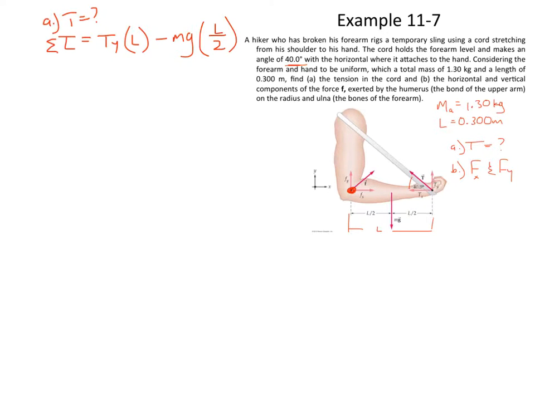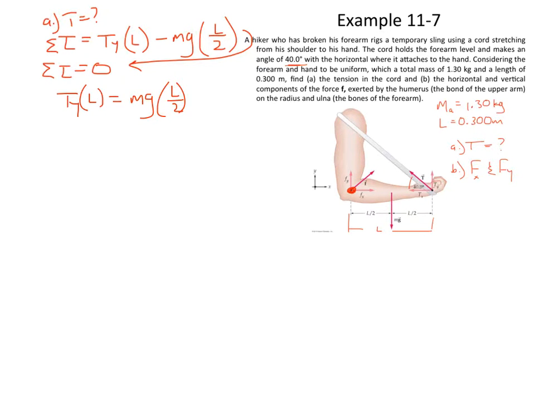Since we know that the net torque is equal to 0, unless you want your forearm swinging around in circles as if it's broken, which you don't, all these torques are going to have to sum to 0. So if Ty times the length minus mg times the length over 2 equals 0, then I'm going to add mg times L over 2 to the other side. Ty times L equals mg times L divided by 2.